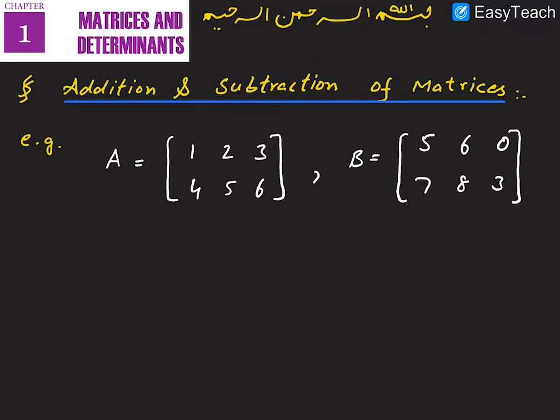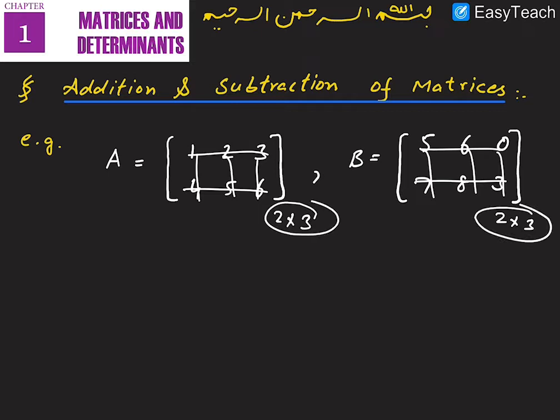You can see what is the order of A. Order of A is 2 rows and 3 columns, 2 into 3. And what is the order of B? The order of B is also same, 2 into 3, 2 rows and 3 columns. Since the order is same, these two matrices are conformable for addition or subtraction.